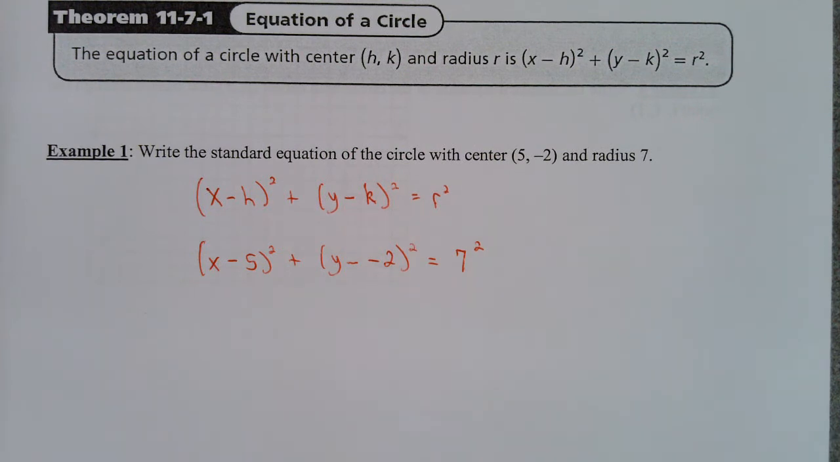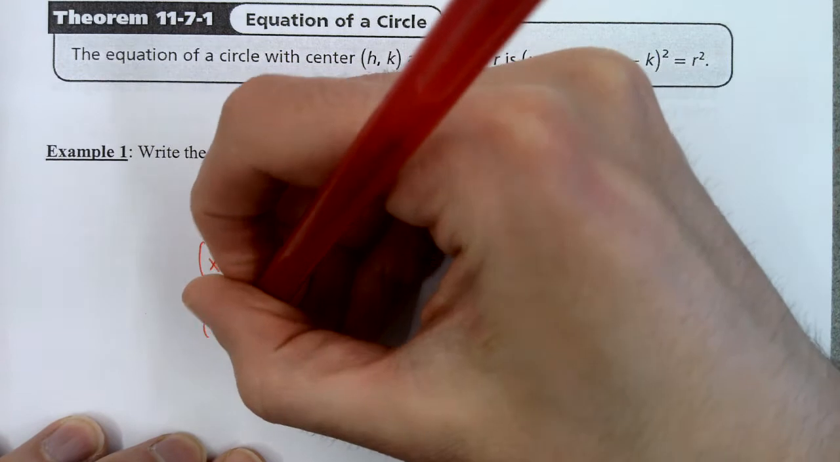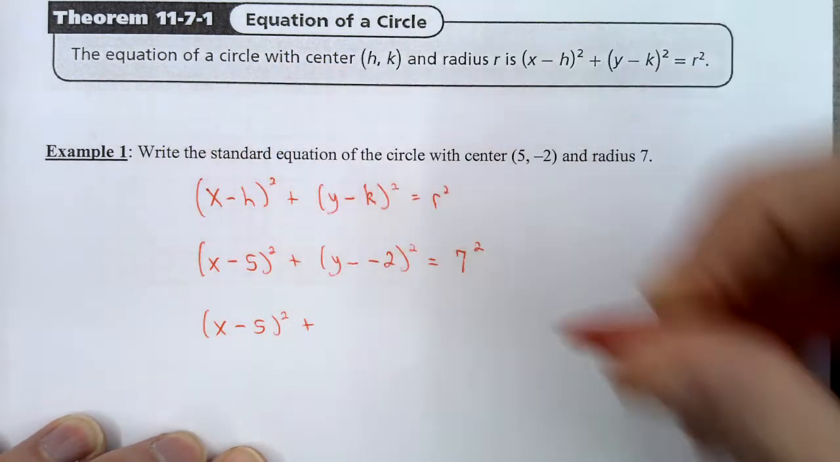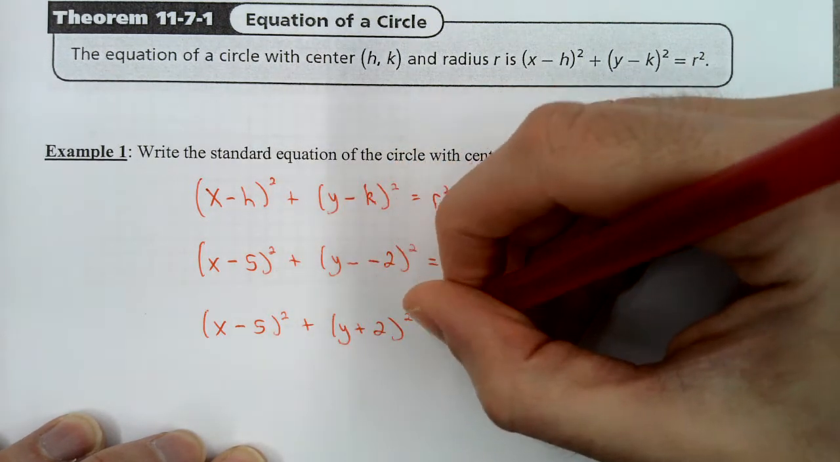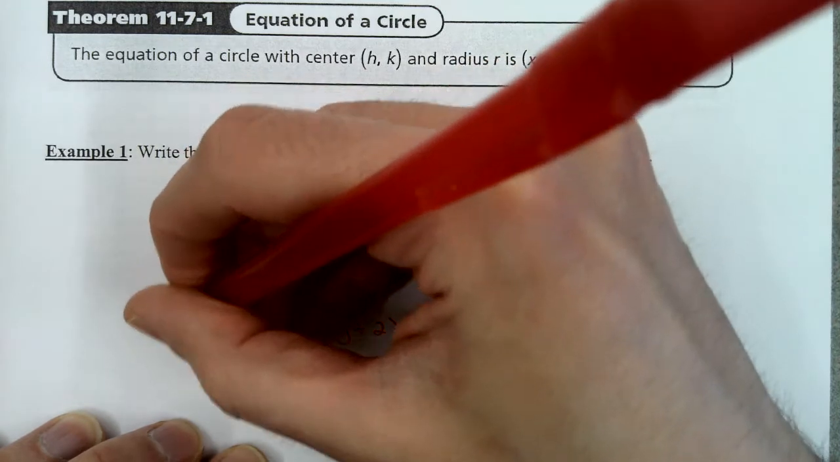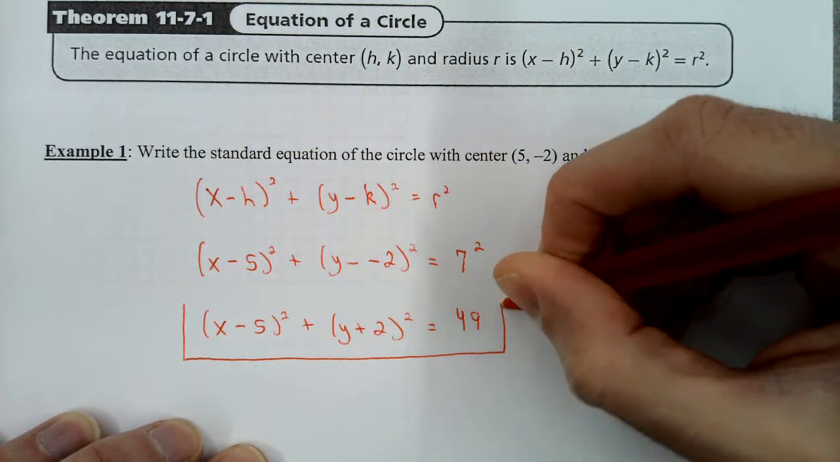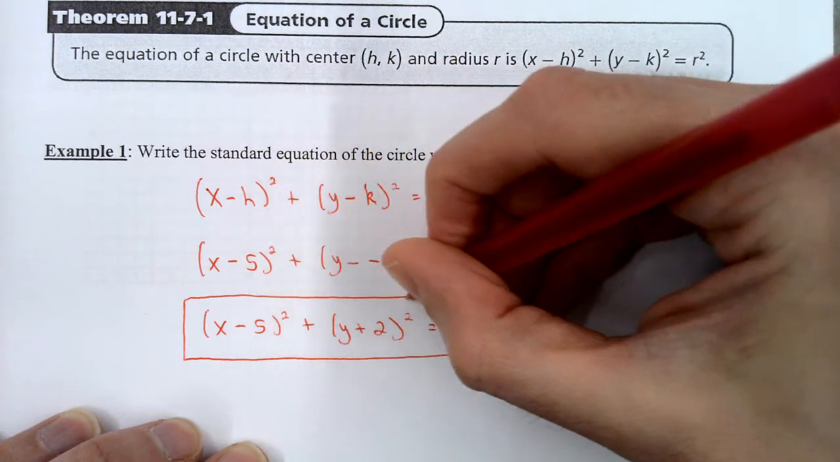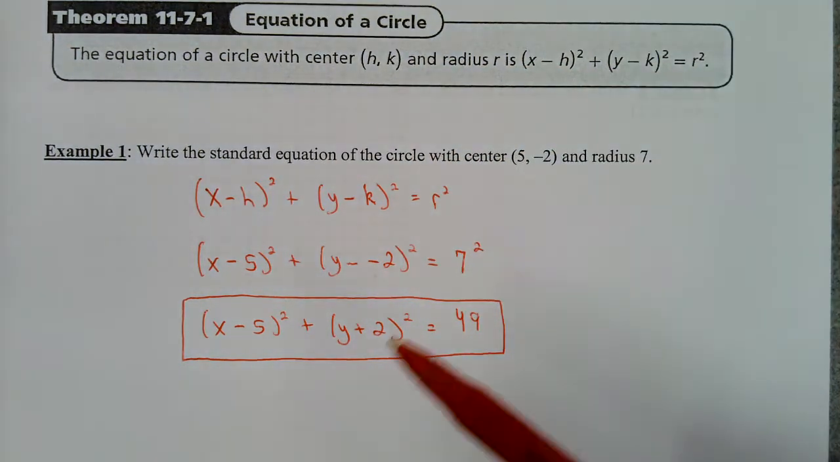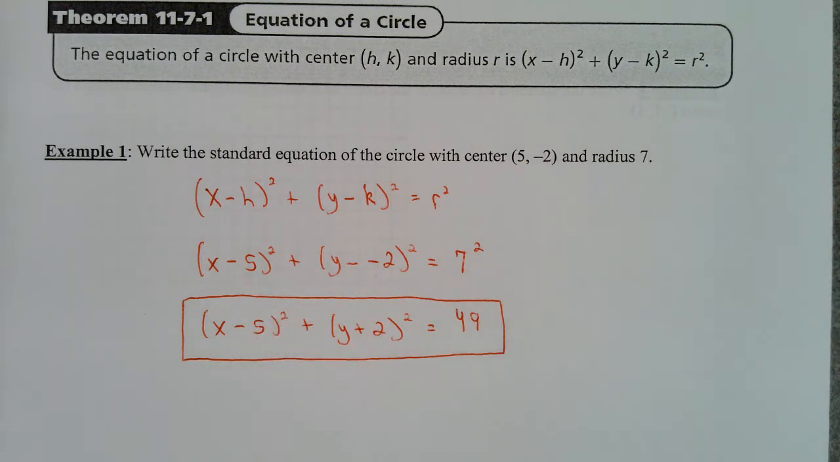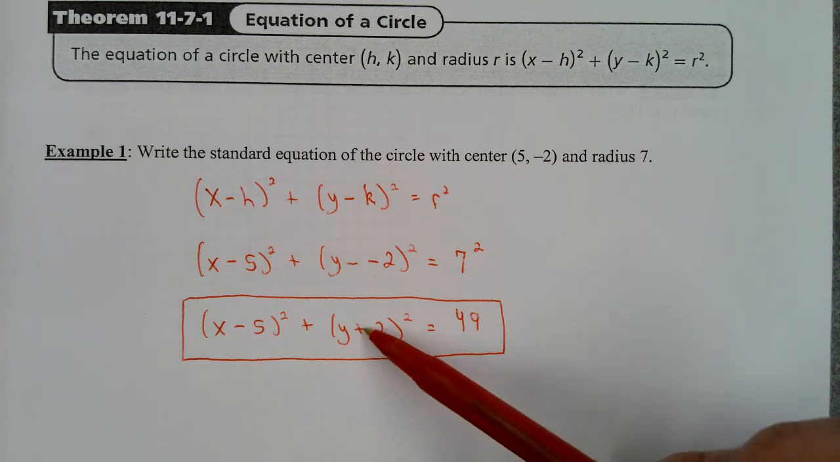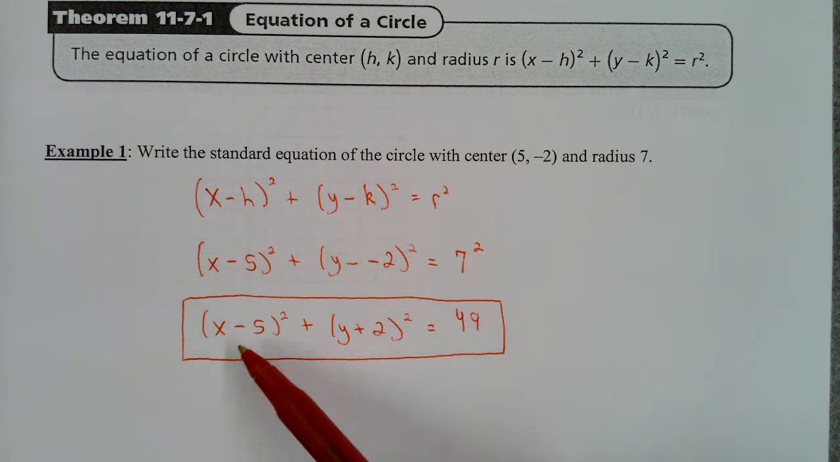Now let's clean that up. (x minus 5) squared can stay as is. Let's change the minus and negative to plus a positive. And then let's make the 7 squared 49, and that's the answer. Now, you don't have to do any of the first 2 steps. If you can go right to the answer, just go right to the answer. Remember, you change the signs. So that's a positive 5, so that means that's a -5. That's a -2, so that means that's a positive 2. These signs always change because the formula is subtraction.